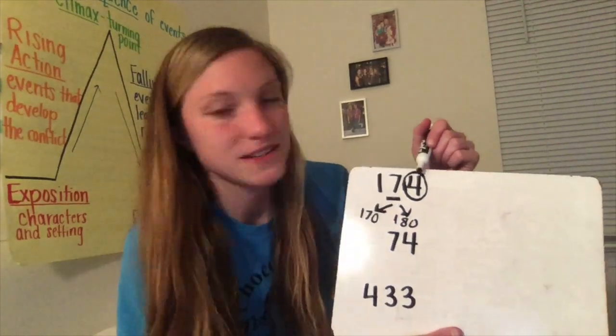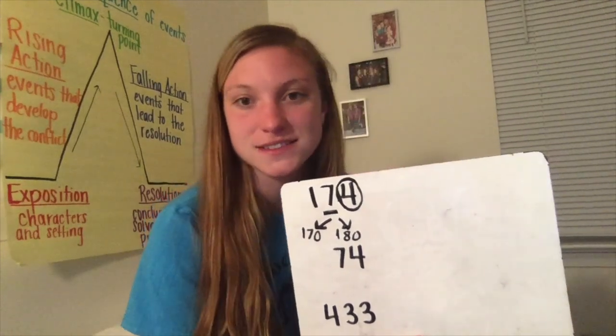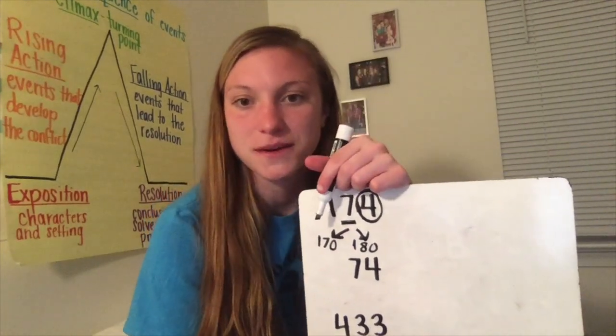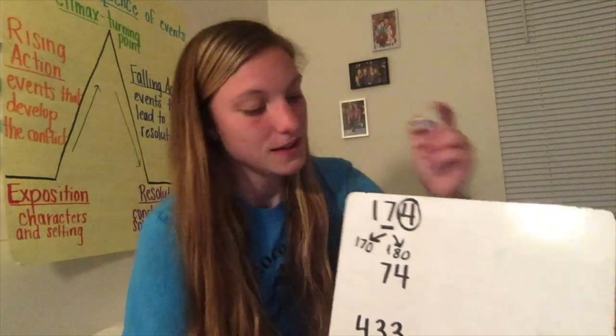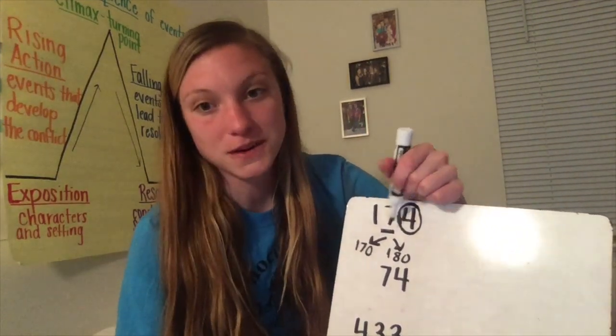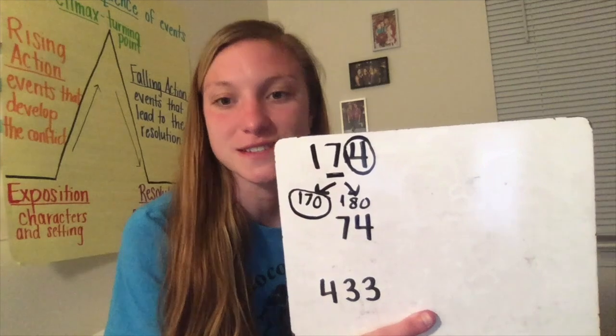Now this is where the bossy number comes in, the 4. We have that rhyme, 4 or less, let it rest to the smaller number, or 5 or more, let it soar to the bigger number. 4 is 4 or less, so we're going to let it rest to the smaller number. So the first one rounds to 170.